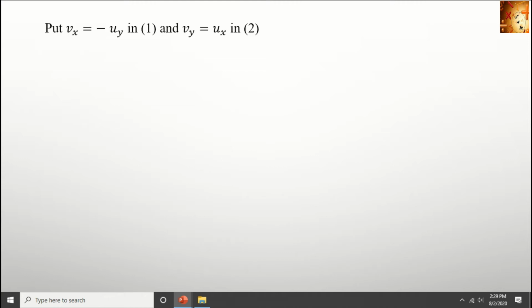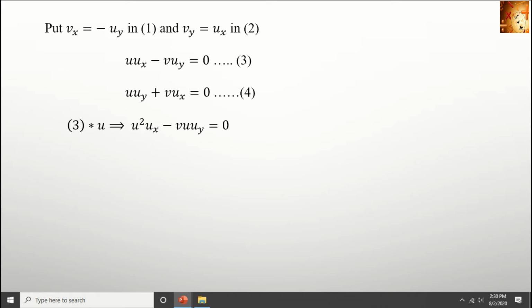Then put vx equal to minus uy in equation number 1 and vy equal to ux in equation 2. It is possible because the function is analytic. Then our equation 1 will be uux minus vuy equal to 0 and equation 2 will be uuy plus vux equal to 0. Now we have equations 3 and 4.